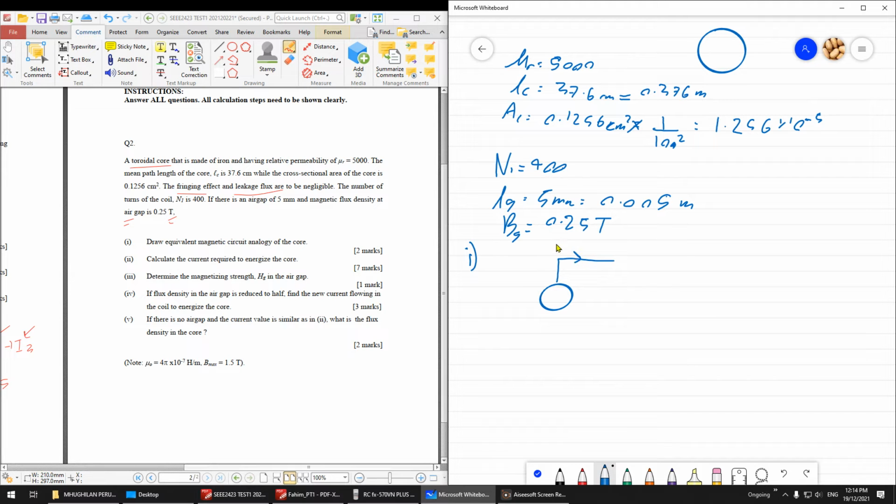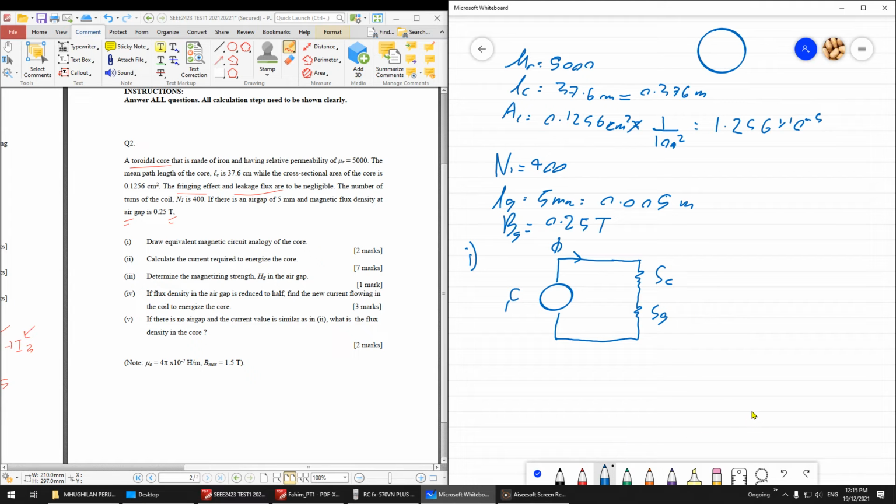Of course you have to draw the flux. Okay, this is the magnetomotive force, and then you have the core and the gap, this one and this one. So you have S core and S gap. Okay, that's it, you get 2 marks. And then next, calculate the current required to energize the core.